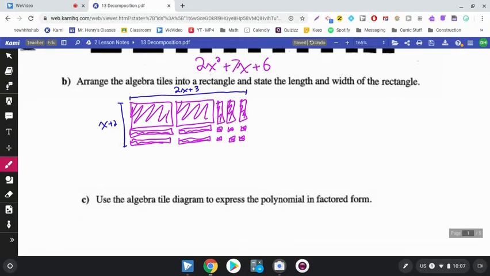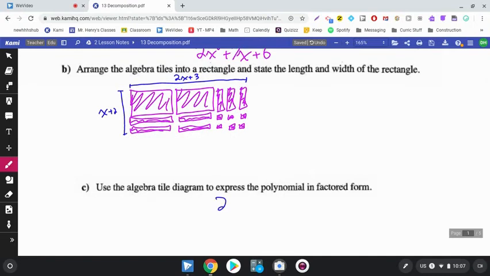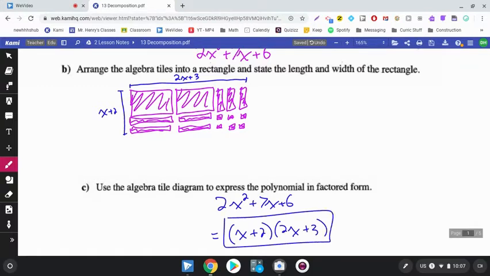So what we're saying is 2x squared plus 7x plus 6. The factored version of that is the area of that rectangle I just said: x plus 2 times 2x plus 3. Hey, I factored it. That is the factored form of that polynomial using the tiles method. Okay, so the whole idea is, I can push the tiles, and as long as it forms a rectangle, I can factor it out to the length and the width.